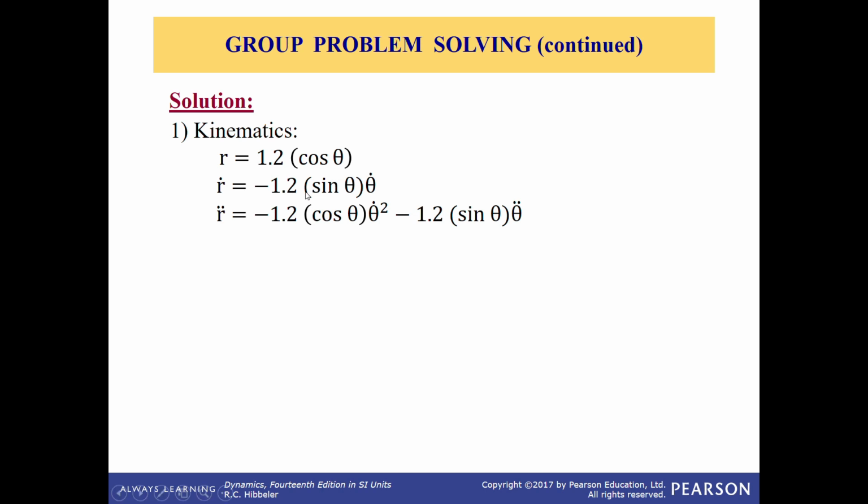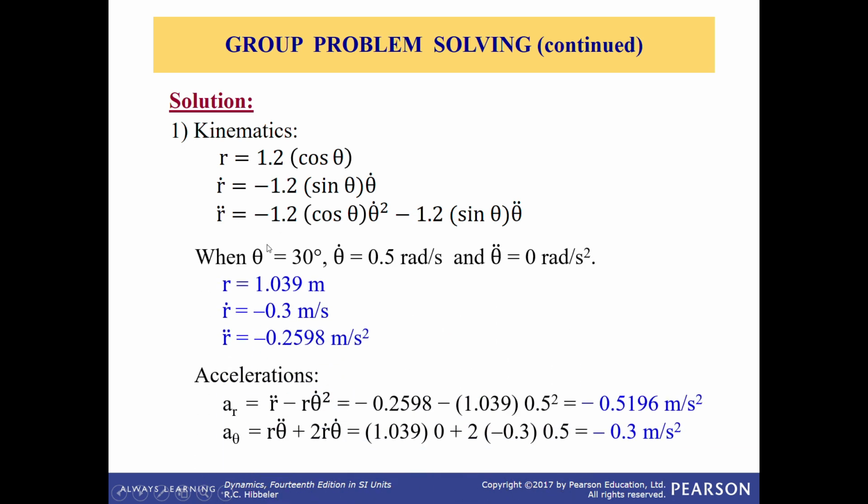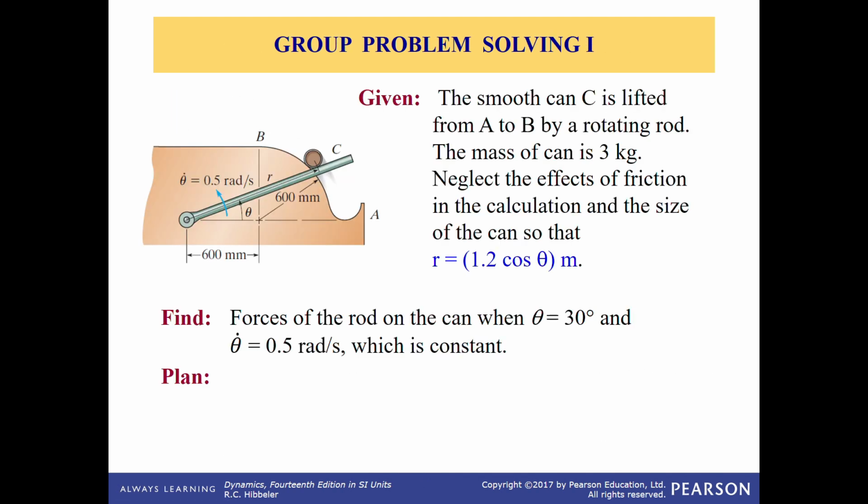Using the product rule, you will get this equation as well. Now you move into theta. They mentioned that theta equals 30 degrees. You need to find the forces of the rod on the can when theta equals 30 degrees, and the condition is given as theta dot equal to 0.5 radian per second.